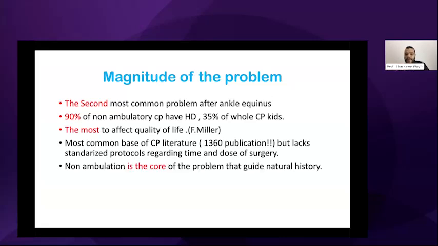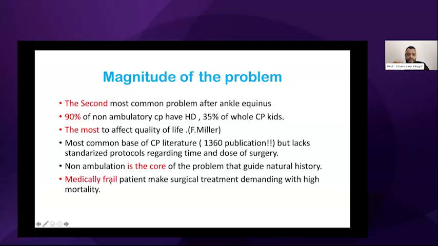Non-ambulation is the core of the problem that guides the natural history in these people. These kids are medically fragile, so surgical treatment is demanding and carries a high mortality rate. Unlike the ankle and the knee, orthosis and bracing don't work.